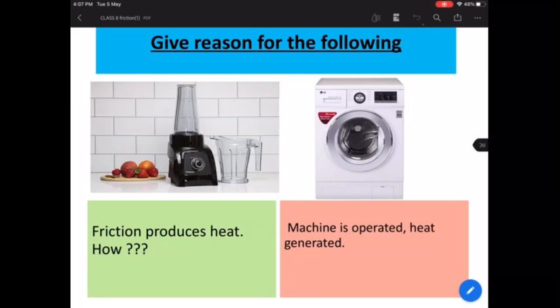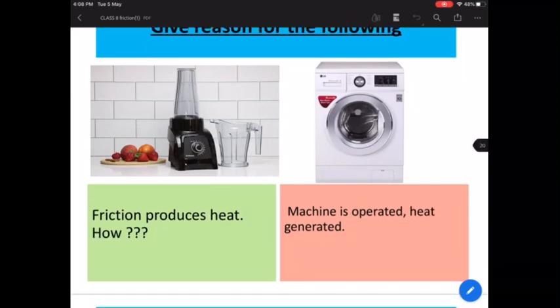So in winters, you can take production of heat as an advantage of friction, but otherwise production of heat because of friction is actually a disadvantage. Now, heat is produced in your electrical appliances also, like your mixer and grinder, like your washing machines, and anything which works for a long period of time will give out heat. So that is one disadvantage of friction.